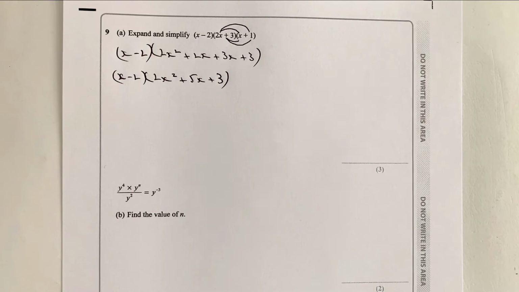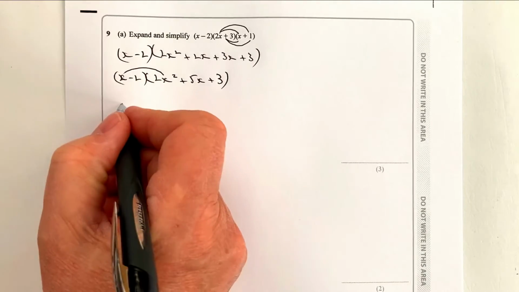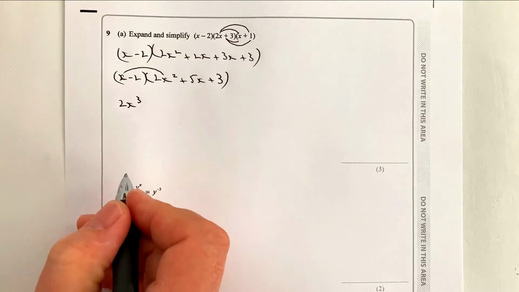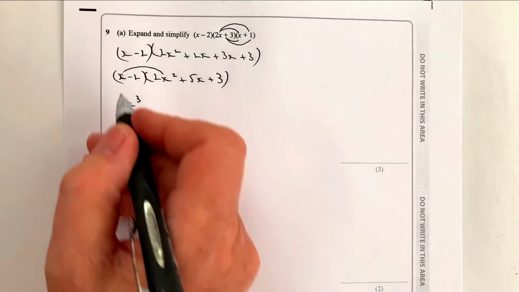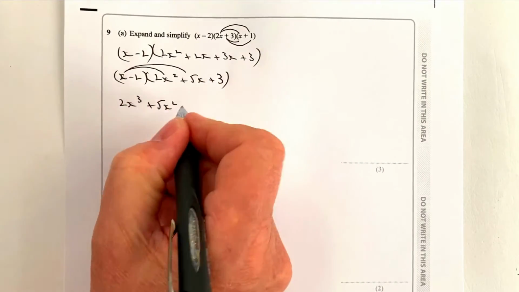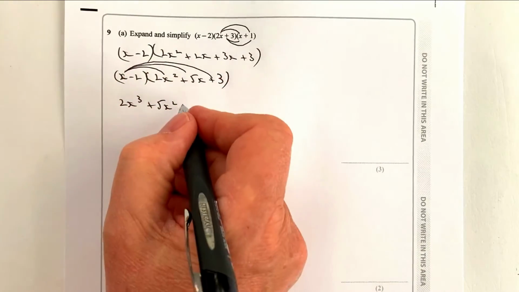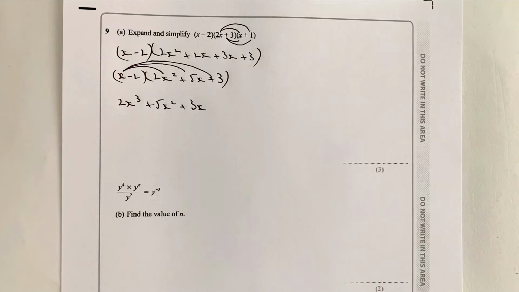Okay, so then I'm going to do exactly the same process, but this time I'm going to deal with the x minus 2. However, my first thing I'm going to do is deal with the x. So x times 2x squared is going to be 2x cubed. Okay, x squared times x is x cubed. Okay, and then I've got x times plus 5x is plus 5x squared, and x times plus 3 is plus 3x. Okay, so now I've finished with my x, and I can just move on now to my minus 2.